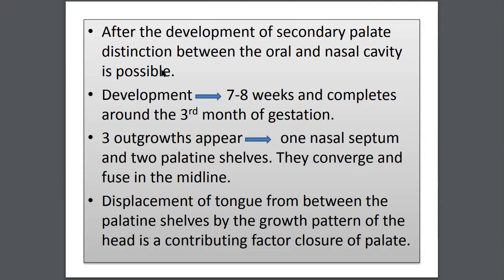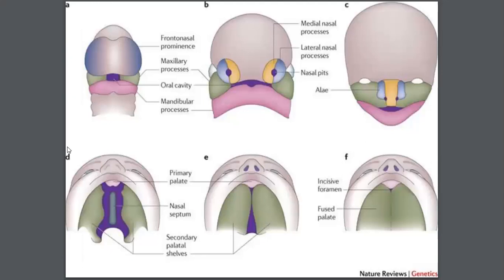In case it is not formed properly, it will lead to cleft. Development starts at around 7 to 8 weeks and completes at around the third month of intrauterine life. Three outgrowths appear: the nasal septum from the frontonasal process, and two palatine shelves. They converge and fuse in the midline. Displacement of the tongue from between the palatine shelves by the growth pattern of the head is a contributing factor for the closure of the palate. So this is the frontonasal prominence.